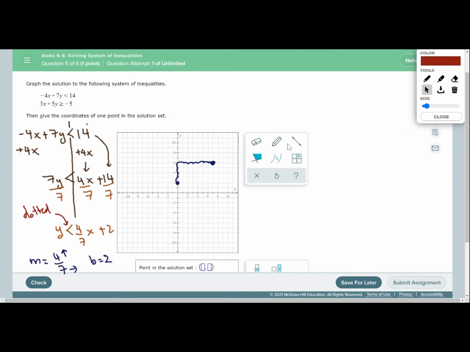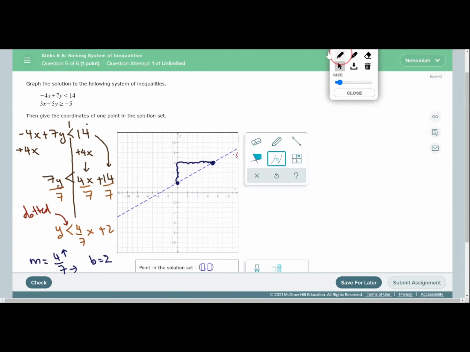All right, I know I speak really fast. If you need to, go ahead, pause and rewatch what I just explained or did there. Okay, perfect. So now what we're going to do is find the shaded area using the test point.